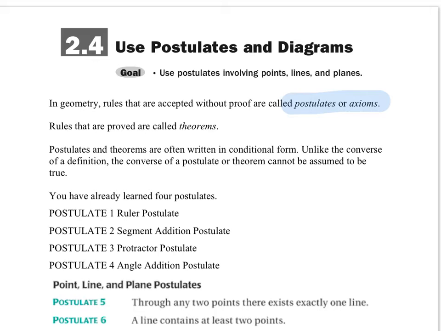Postulates and theorems are often written in that conditional form. What is that conditional form again? It's that if-then form that we learned in the last section. If-then. And we learned that converses of definitions, when we flip it, are true, but not necessarily are they true in a postulate or a theorem.